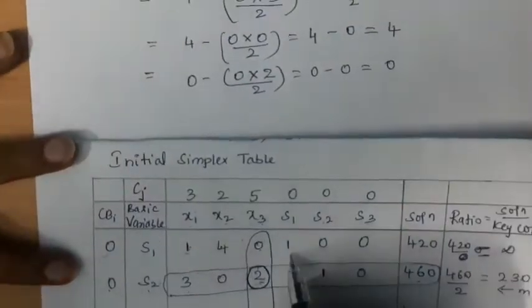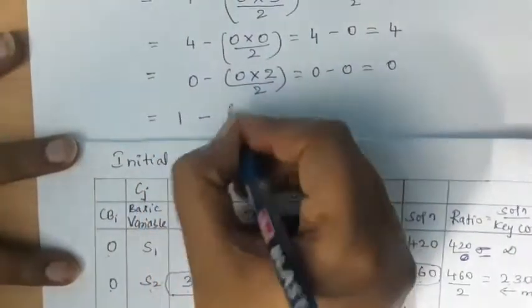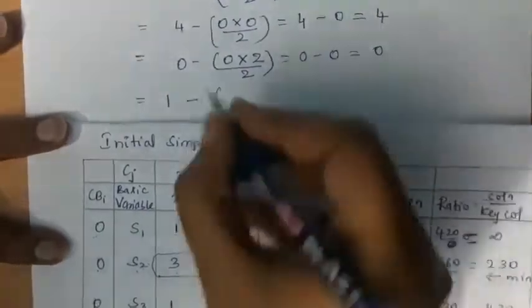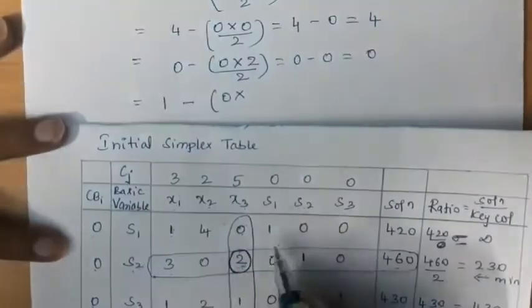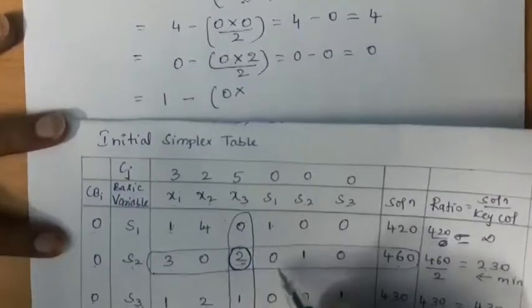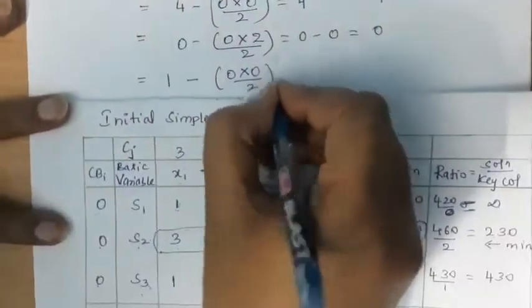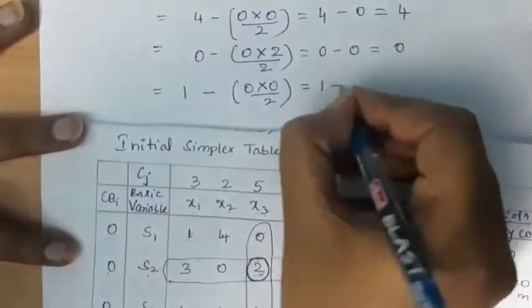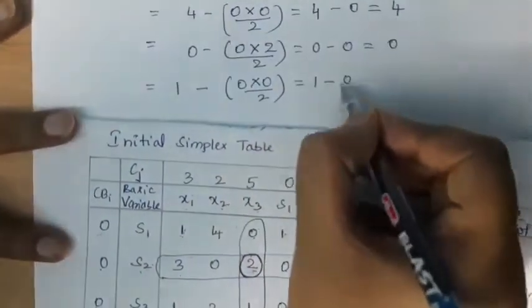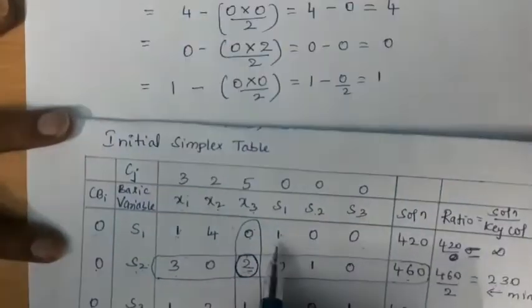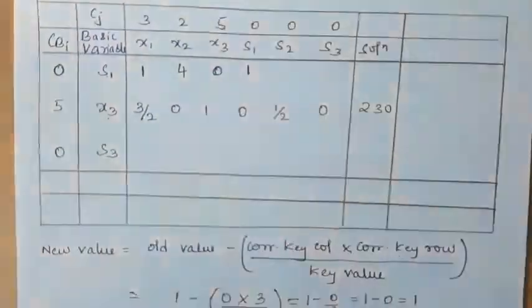Again, I'll show you the next value. You see, what is the old value in this table? 1 minus the corresponding key column value for 1, it is 0 only. Okay, 0 into then corresponding key row value. For 1, the opposite value in the key row is 0. 0 divided by key value 2. That is equal to 1 minus, so 0 into 0 is 0 divided by 2. That is 1 minus 0. That is equal to 1. See, we got this 1 only again. So update here 1 in the table.